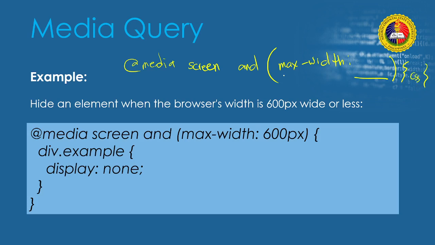So why do we use max-width? If, for example, we say 600px, meaning the CSS will apply to 600px and below, since it's the maximum width, meaning all of our code will apply from 0 to 600. The 600 is the maximum width at which the CSS will be applied. So this is how we're going to write it.